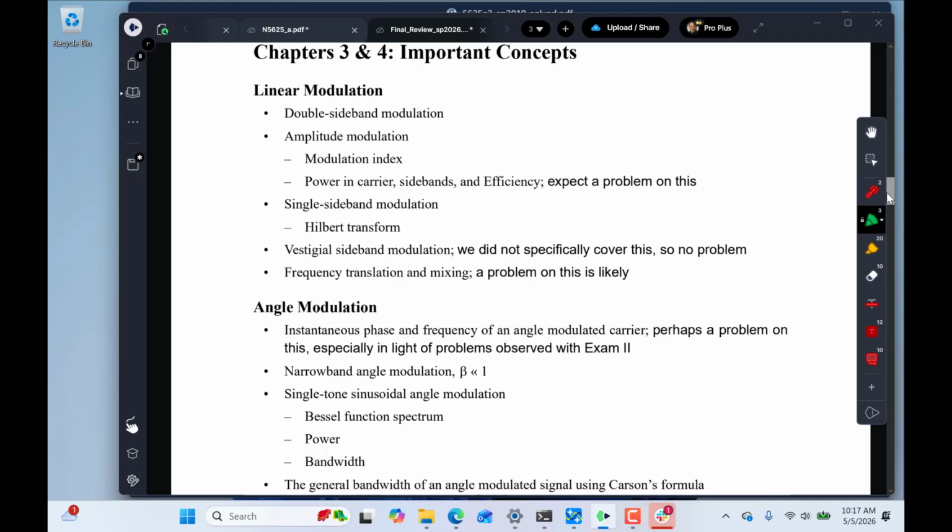Single sideband, I'm not super excited about it in the sense of where it has come from, but in the example of Project 2, I think you got to see where a Hilbert transforming filter has got some neat properties to it. Vestigial, no problem. And I say here, efficiency, it would be kind of poor of me not to at least see if you understand the basics of AM and what I say here, expect a problem.